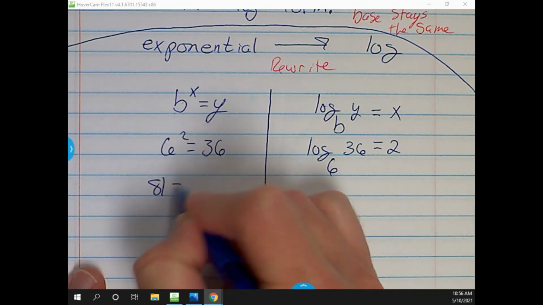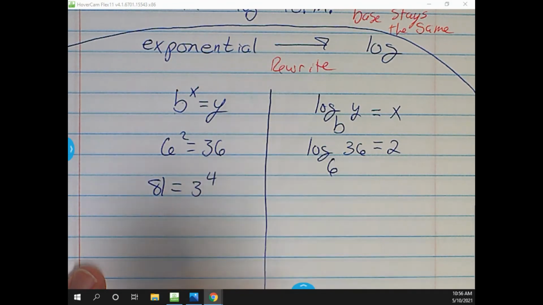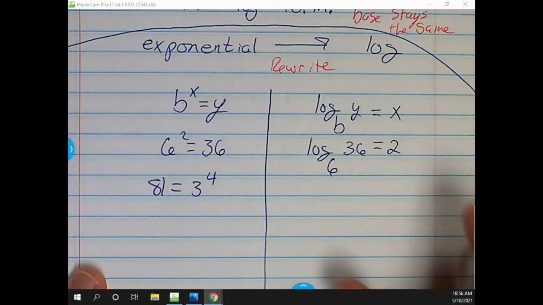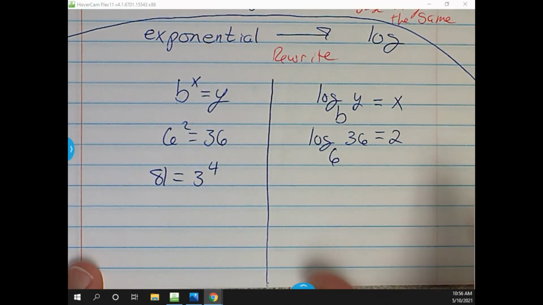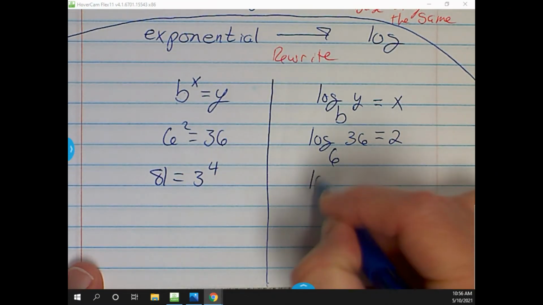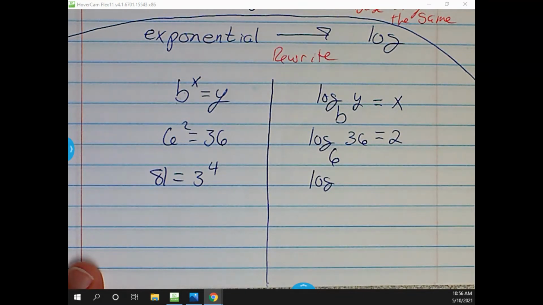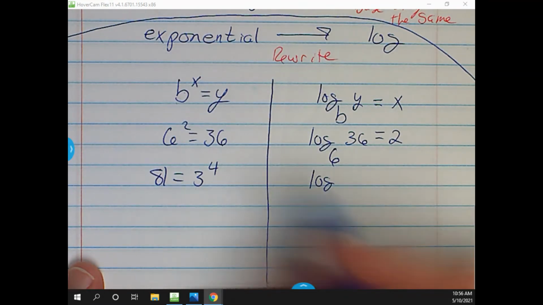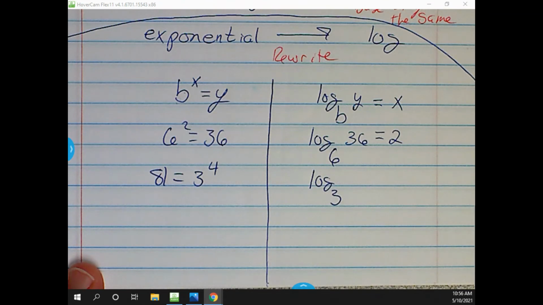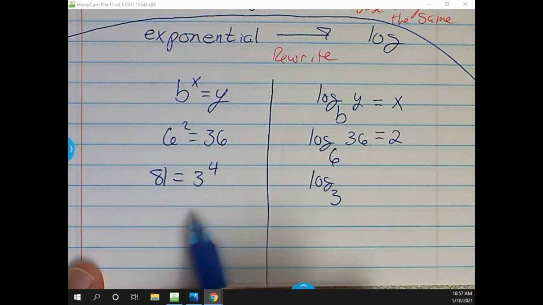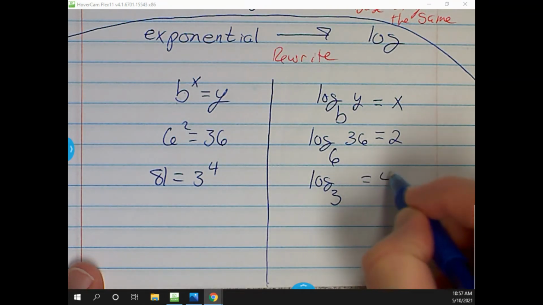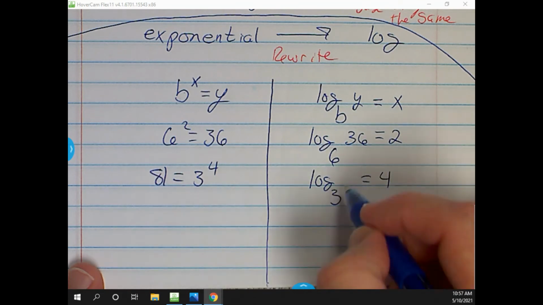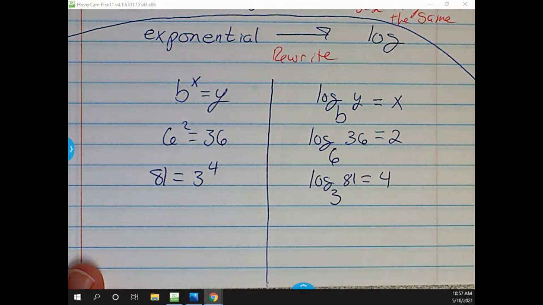If it's 81 equals 3 to the 4th power, again, we'll just write down the word log. It's 3 to the 4th power, so 3 is the base, so that base will stay the same here. And then you switch these two numbers. The 4 was with the 3, now the 4 goes by itself. 81 was by itself, now it goes with the 3.